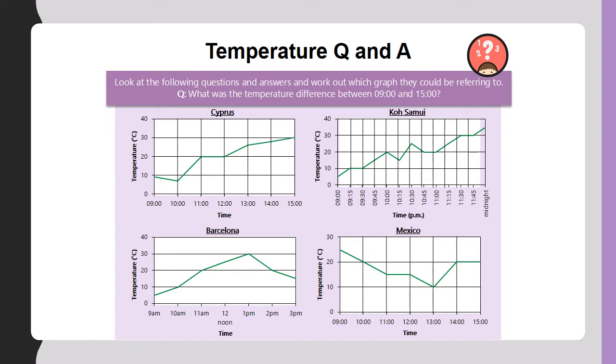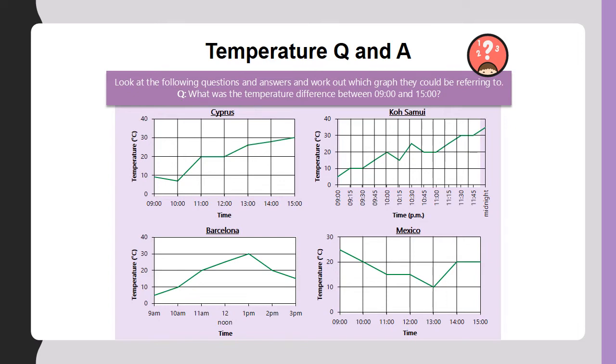So what do they have in common? Before we go on to the question, we can see that Cyprus and Mexico both have their times written in 24-hour clock format. We can see that they go from 9 o'clock all the way up to 1500 hours. So that's something that they have in common.